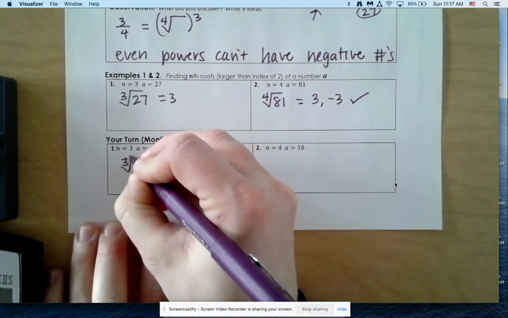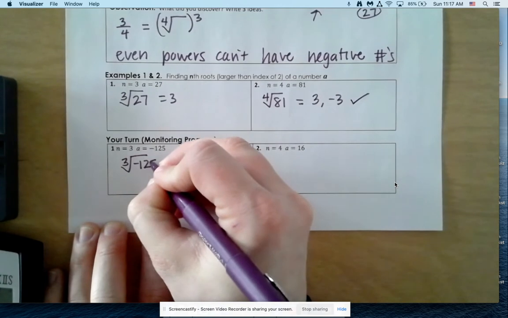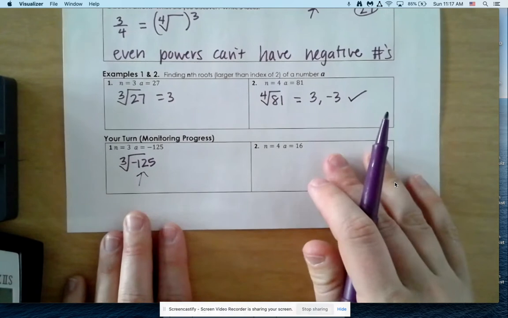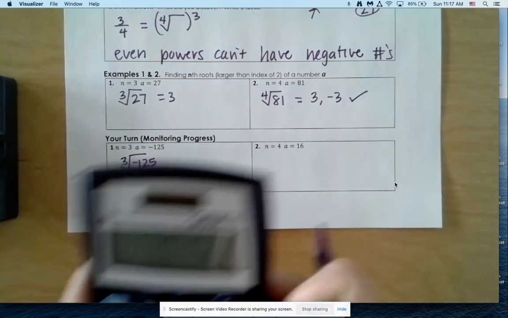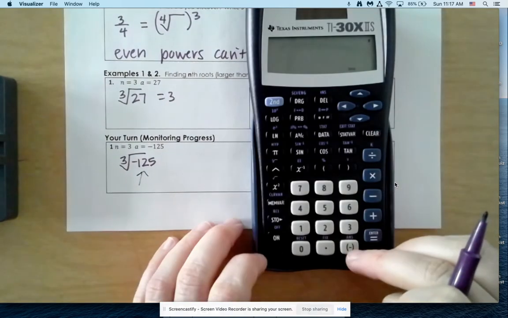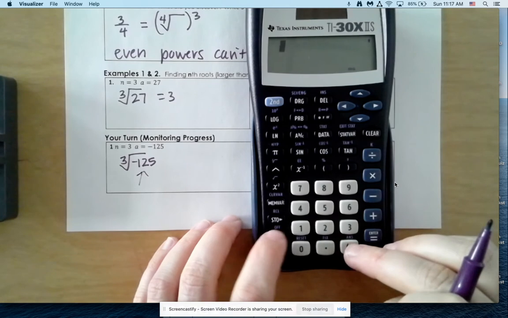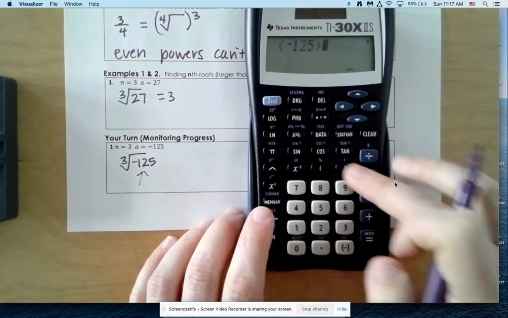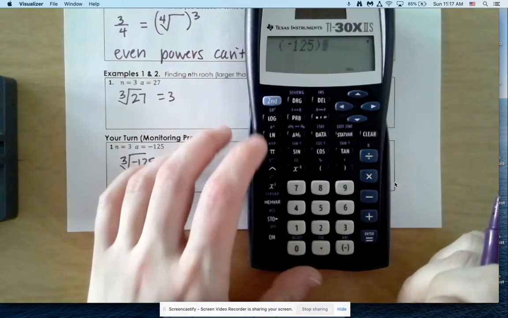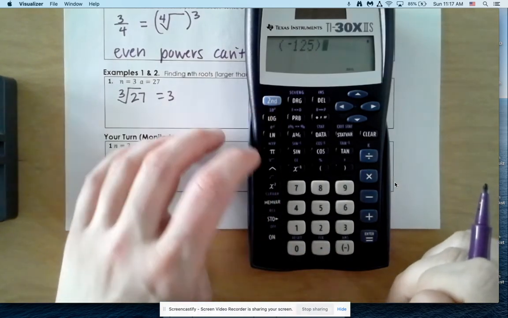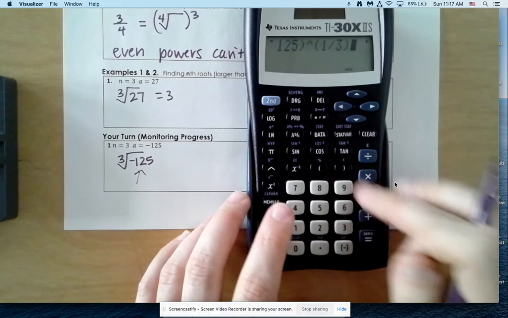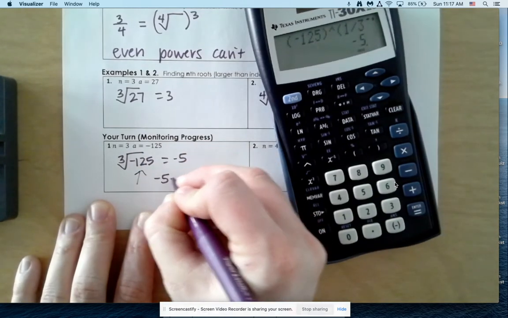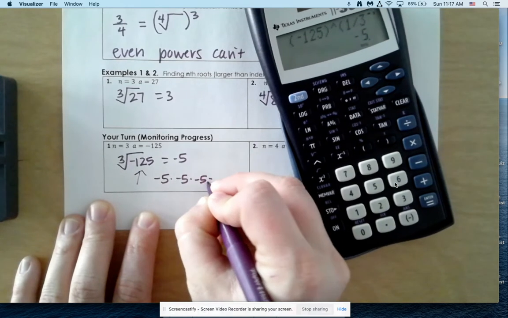So this one, the 3rd root of -125. So I'm thinking, what number times itself 3 times is -125? I'm kind of thinking 5. Let's check it out. So I'm going to have -125. Put it in parentheses, folks. -125 to the power of 1/3. Should be -5. Yep. Because -5 times -5 times -5 equals -125.